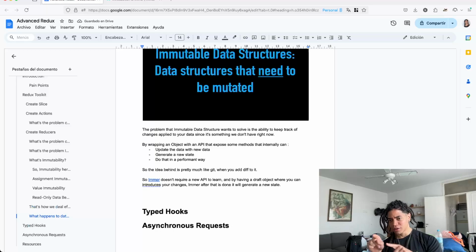Now, the naive approach here would be to just have an immutable data structure, right? So what am I talking about here? What do I mean by that? An immutable data structure is one that allows not no mutation, but rather exactly the opposite: it allows mutation, but in a controlled way.